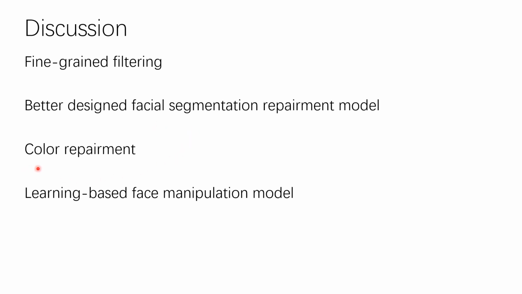And the third one is color repairment. I want to find an efficient way to repair the color for each image. You can see from the examples just now, the color of the iris is incorrect, but I haven't really figured out how to do this. But if we can fix this, the PSNR and the FID will further improve.